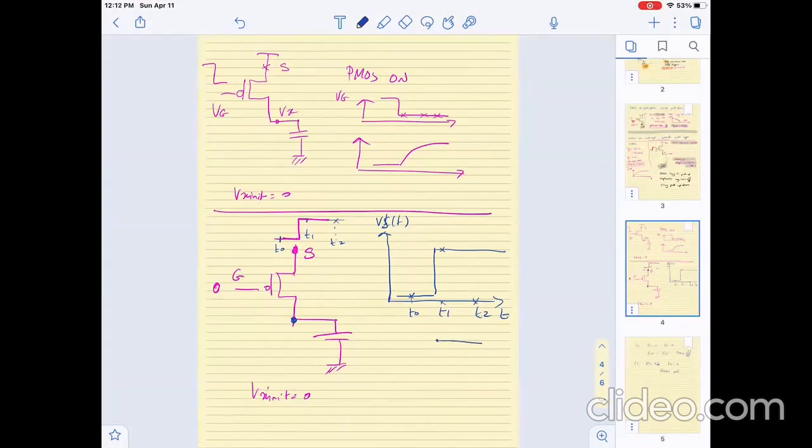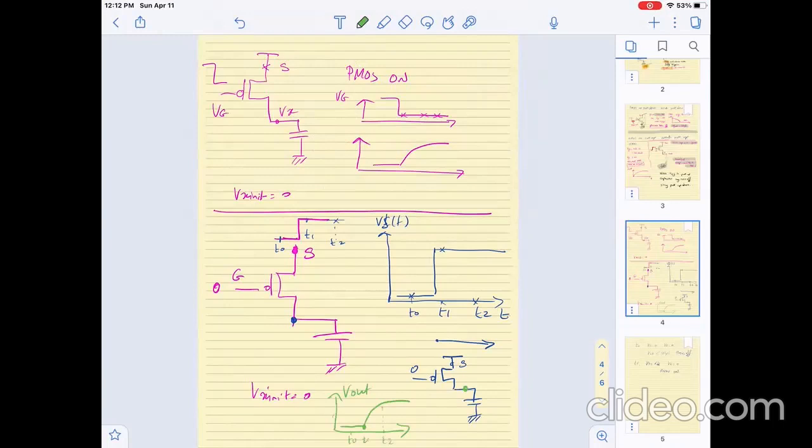So from this point on, the transistor is really like a PMOS whose gate is at 0, whose source is at VDD, and it's starting to charge a capacitor where the output node was initially 0, and then it is going to charge up. So this is at T0, this is at T1, and then it is going to charge up at T2.